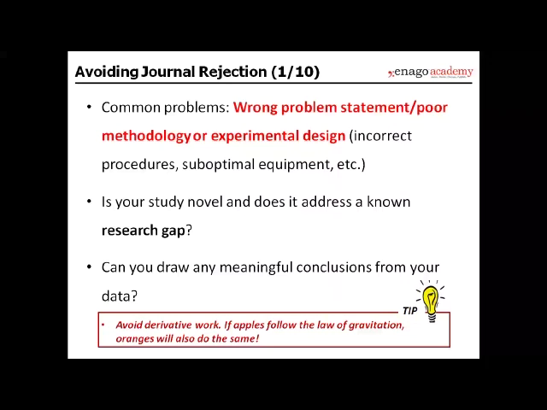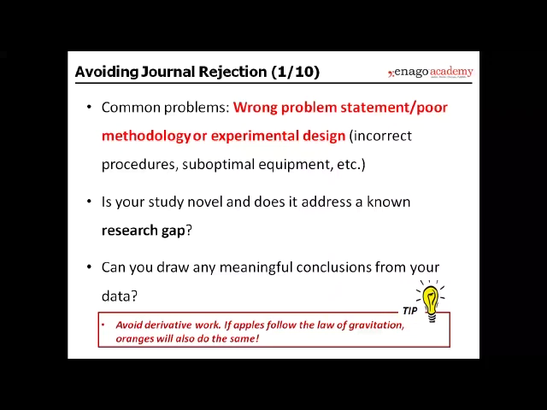Avoid derivative work. So if, let's say, someone is sitting below an apple tree and saying that apples follow the law of gravitation, you should not publish a paper saying that oranges also follow the law of gravitation. That would be really funny. So just try to avoid that kind of work, because if somebody tries to publish such a paper in Nature saying that I was in Paris yesterday and I observed that oranges tend to follow the law of gravitation just like apples, your paper will never get accepted in any good journal.